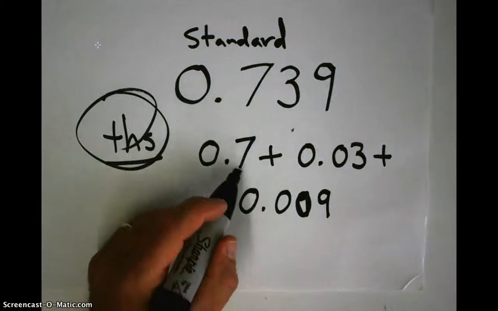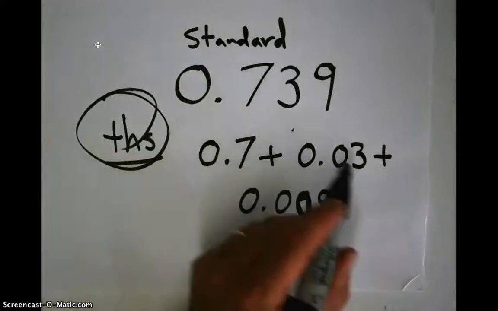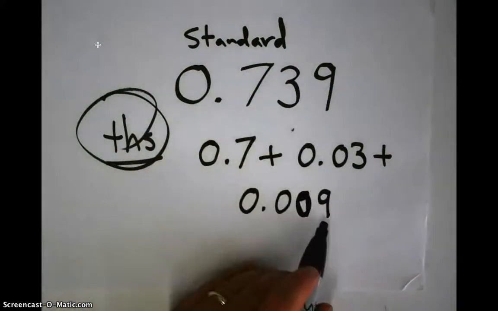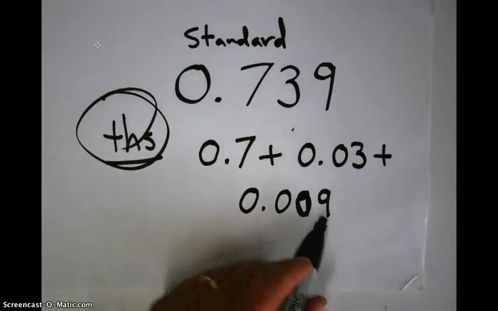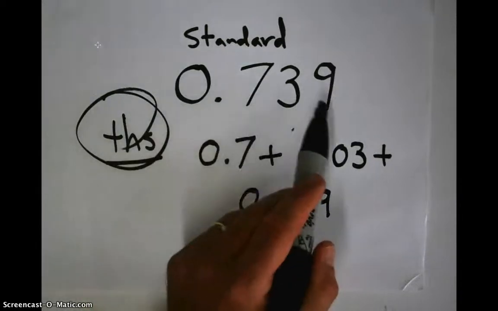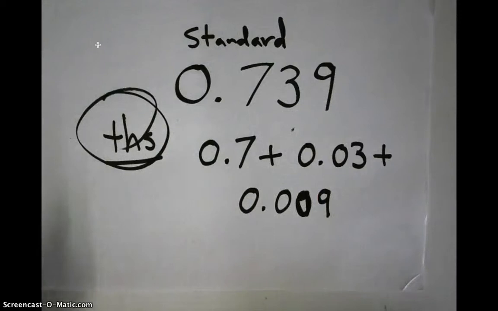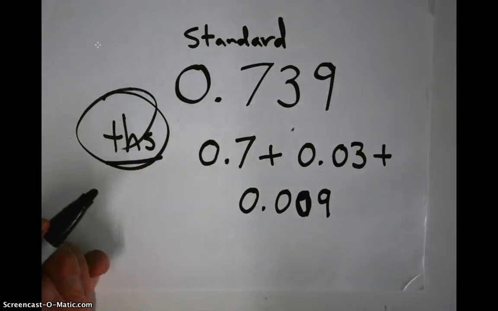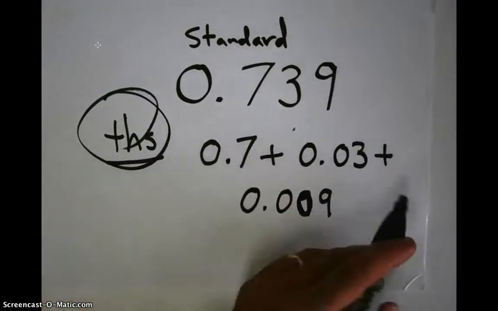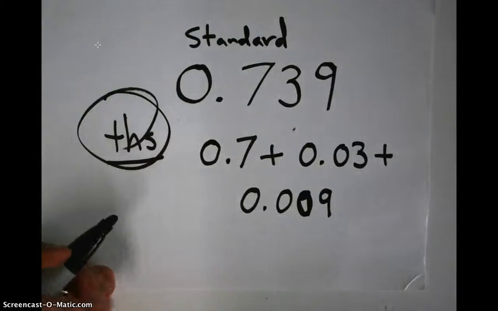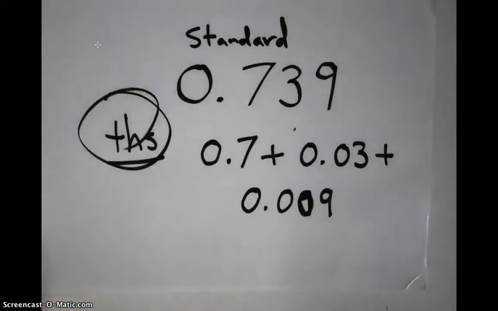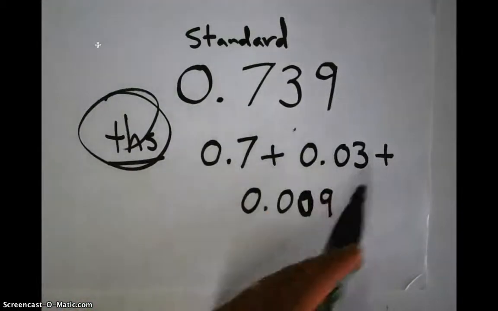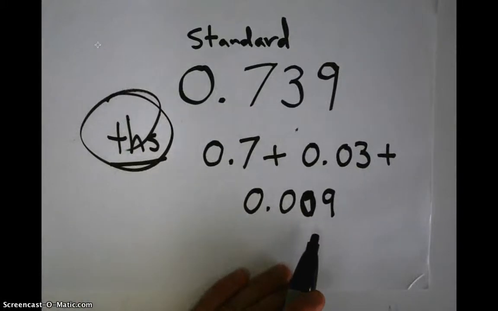So 7/10 plus 3/100ths plus 9 thousandths gives me the number 739 thousandths. That's it. That's all there is to expanding decimal numbers. It's exactly the same as writing expanded form for a regular number, but now you're working beyond the decimal. So rather than dealing with ones plus tens plus hundreds, you're dealing with tenths plus hundredths plus thousandths. But otherwise, same basic concept. All right, hope that helps.